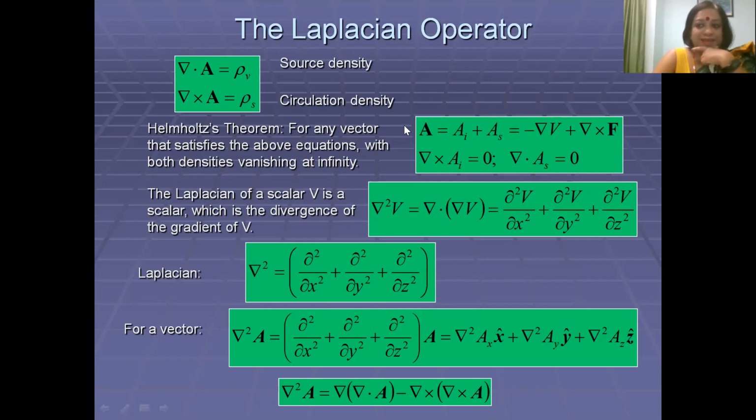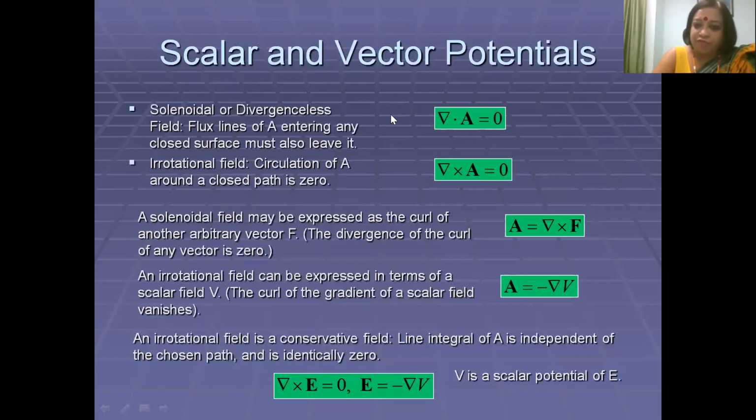So what I'm saying is that, as you can see, this is a scalar potential. When you have a solenoidal field, that solenoidal field can be expressed as the curl of a vector F. This F is called the vector potential. So whenever you have an irrotational field, it can be expressed in terms of the scalar potential. And whenever you have a solenoidal field, it can be expressed in terms of a vector potential F.